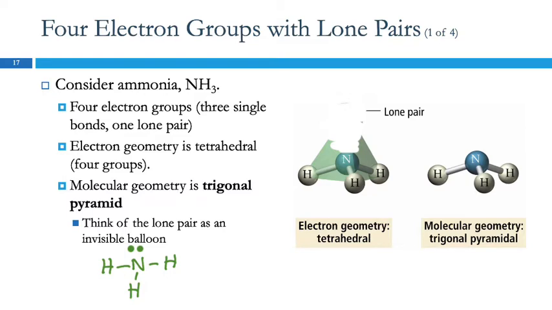So you look at the Lewis structure, you identify the number of electron groups on the central atom. Then you think about, well, what shape would the balloons make? We've got linear, trigonal planar, tetrahedral, trigonal bipyramid, and octahedral. 2, 3, 4, 5, 6. If there are lone pairs, pretend that those are invisible balloons and name what's left.